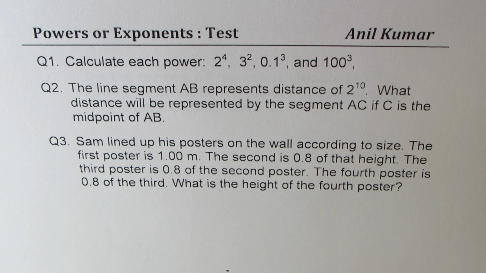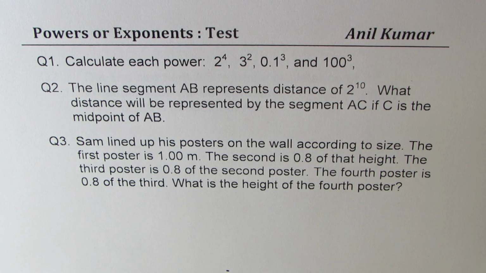Question number 3. Sam lined up his posters on the wall according to size. The first poster is 1.00 meters. The second is 0.8 of that height. And third is 0.8 of the second poster. The fourth poster is 0.8 of the third. What is the height of the fourth poster? You can always pause the video, answer this question, and then look into my suggestions.